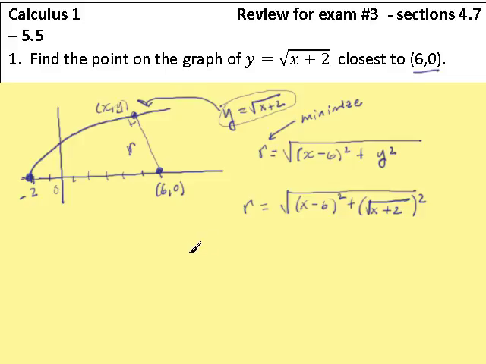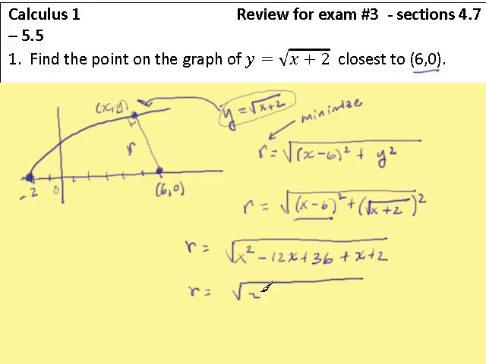All right, let's just simplify this. I'm going to multiply out (x minus 6) squared. And square root of x plus 2, squared, well, that's just x plus 2. So finally, we have, under the square root, x squared minus 11x plus 38.